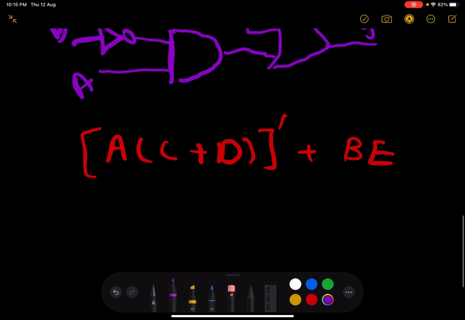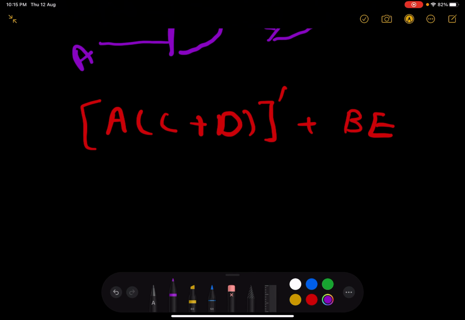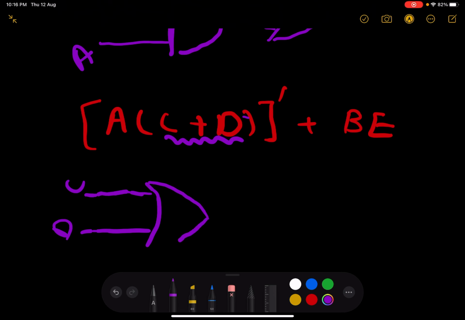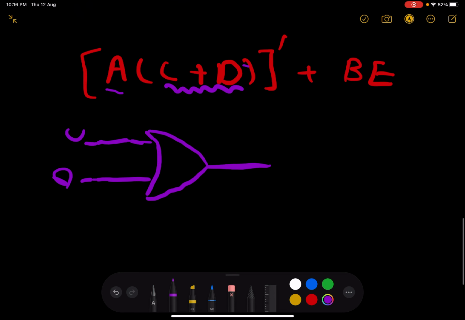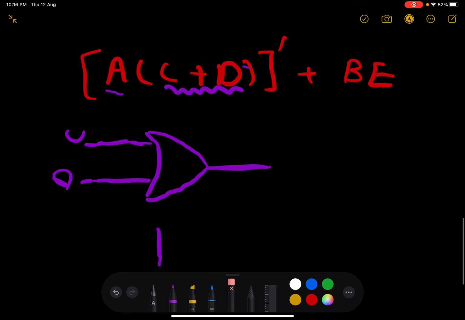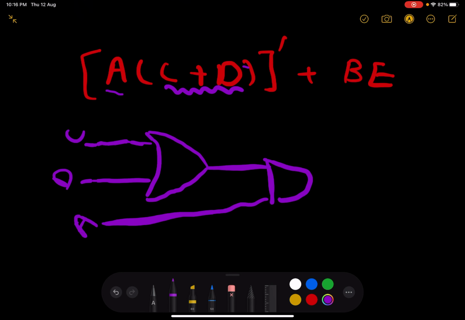Moving to the next one. First, you start with the brackets. Here we have curly brackets, and we're going to start with them. We have C and D, which are all together. Then they are ANDed with A, so here we have an AND gate and A. Then we have a NOT gate.